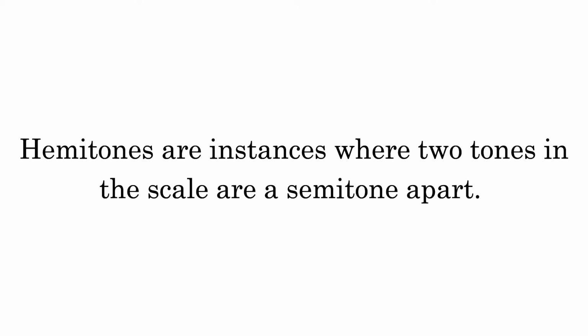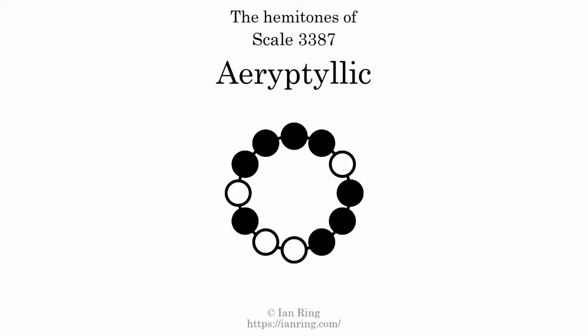Hemitones are instances where 2 tones in the scale are a semitone apart. This scale has 5 hemitones. They are at positions here, here, here, here, and here.